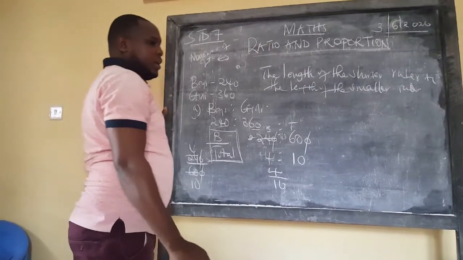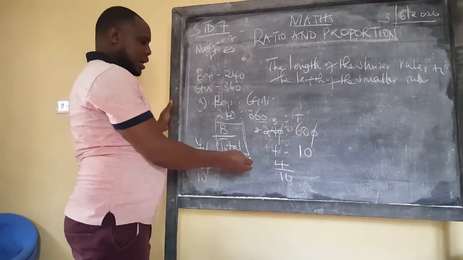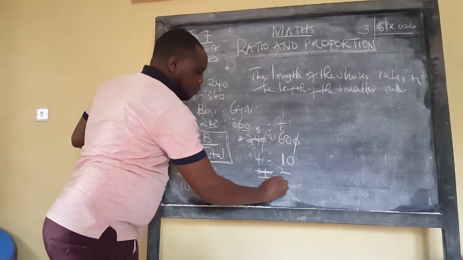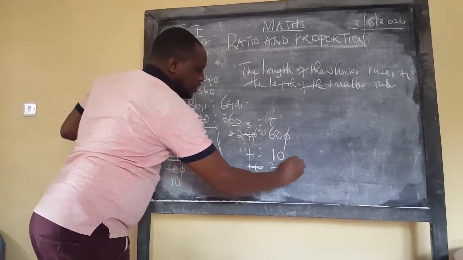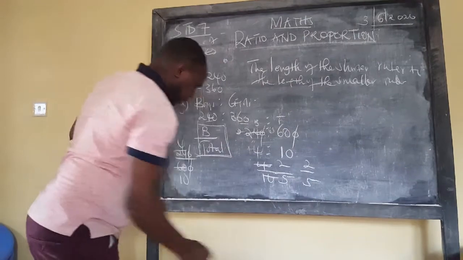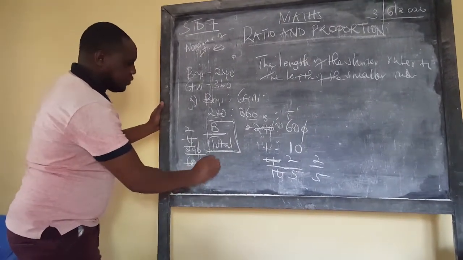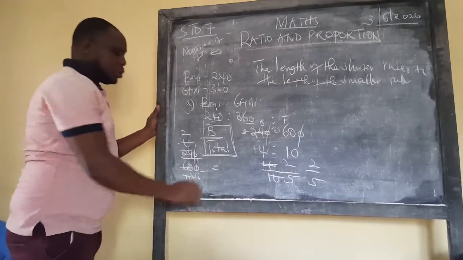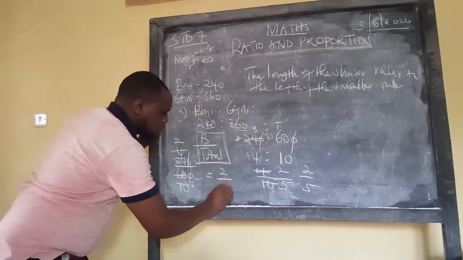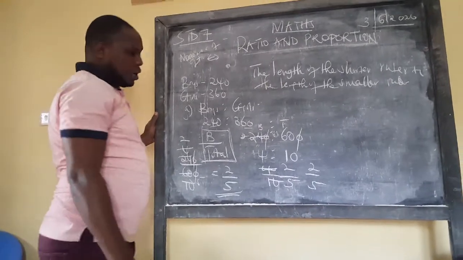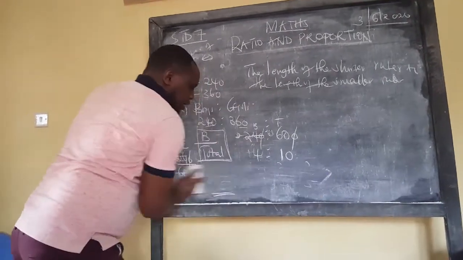4 out of 10. And then as a fraction, divide by 2, 2 over 5. So the fraction is 2 out of 5. In this case, by 2, 2 by 2, 5. So the number of boys to the total as a fraction is 2 out of 5. That is what you are supposed to get there. We move on and do another question.